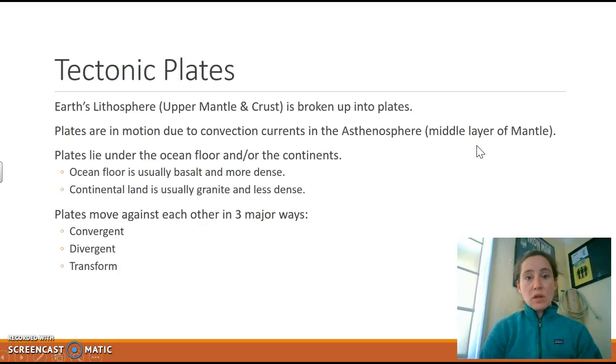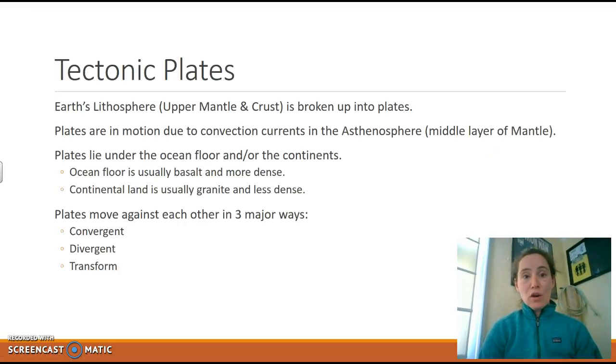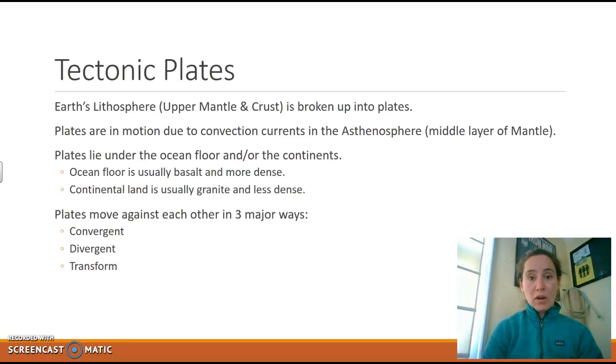Tectonic plates, we talked about how Earth's lithosphere, which is the upper mantle and crust, is broken up into plates. Plates are in motion due to convection currents in the asthenosphere, which is the middle layer of the mantle. Plates lie under the ocean floor and or the continents. So the ocean floor is usually basalt and more dense, and continental land is usually granite and less dense. Less dense means it's going to rise.